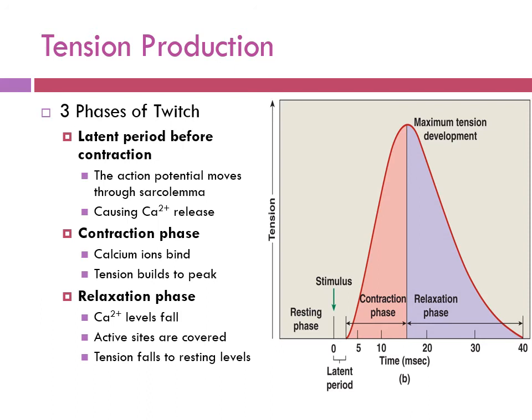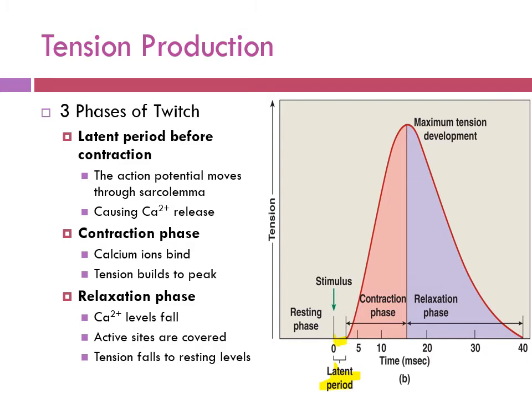There are 3 phases that happen in the production of a twitch. Here, we're looking at an individual muscle twitch. There's a period before contraction called the latent period, where the action potential is moving through the sarcolemma and beginning to cause the release of calcium. Until the sarcoplasmic reticulum releases calcium, nothing's really happening, and so that's our latent period right here.